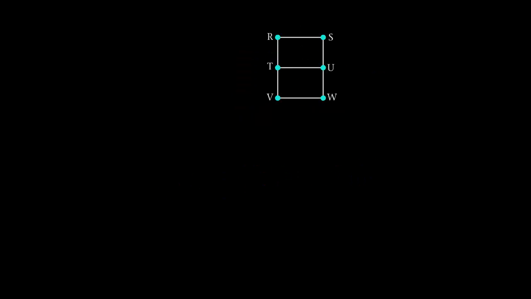So here, R has two arcs, T has three arcs, so T is the odd vertex, and then V has two arcs, W has two arcs, and U is the other odd vertex. So we have to start from one of the vertices that has odd valency, and then we have to end at the vertex that has odd valency. So let's start. Here we can do T, R, S, U, W, V, T, and then we can end at U.